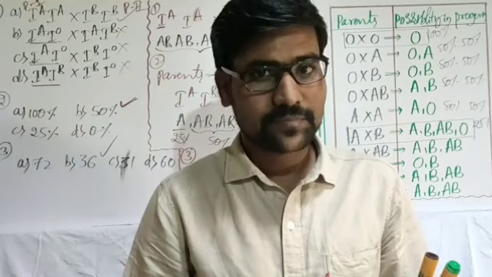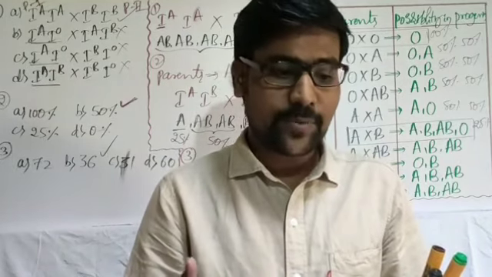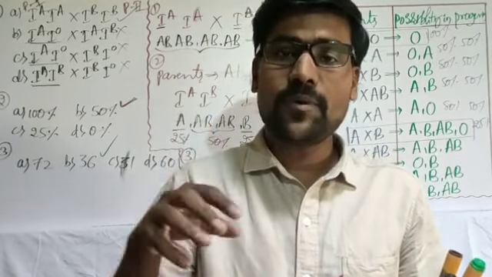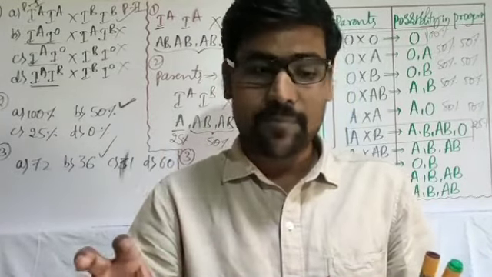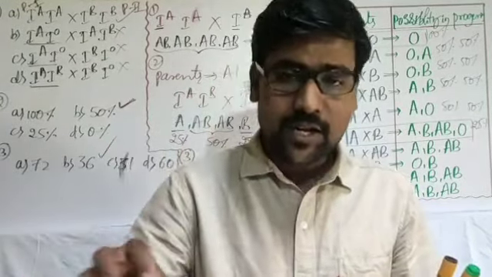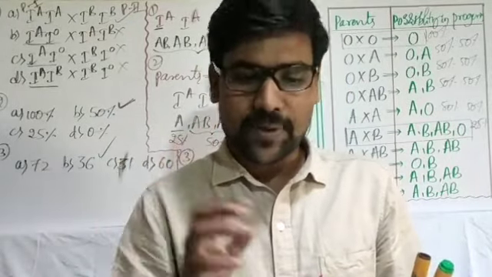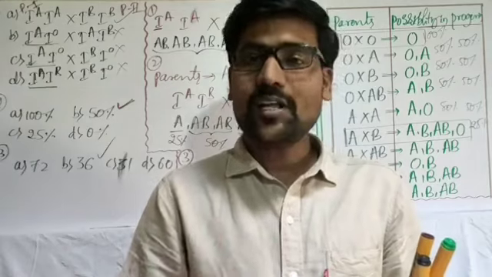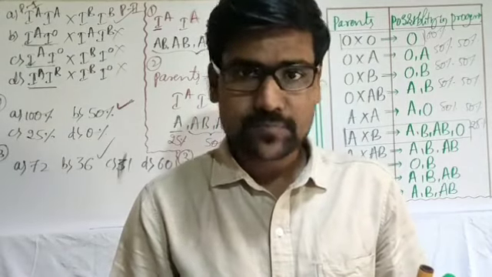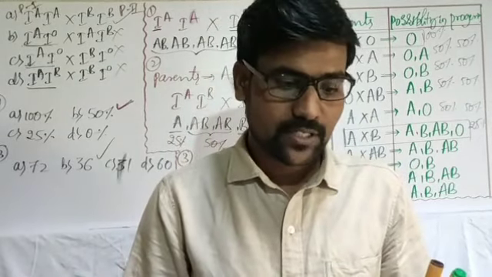Are you getting it? Once again I am repeating. The blood type of the mother is B, and the progeny in that family is 25% A, 25% AB, 50% B. Then what is the genotype of the parents? So this is the question.